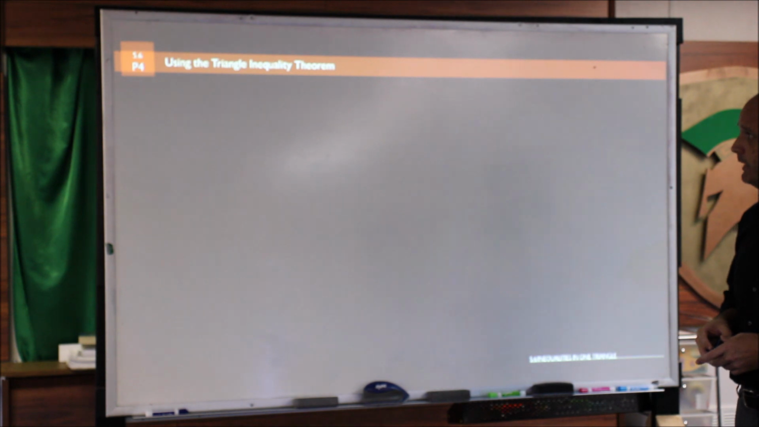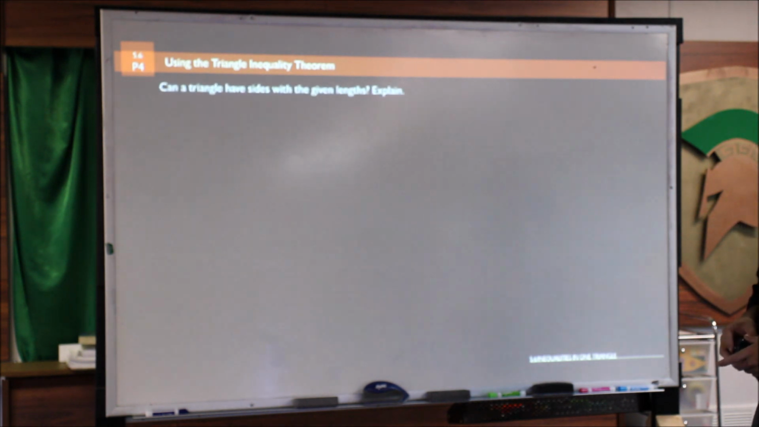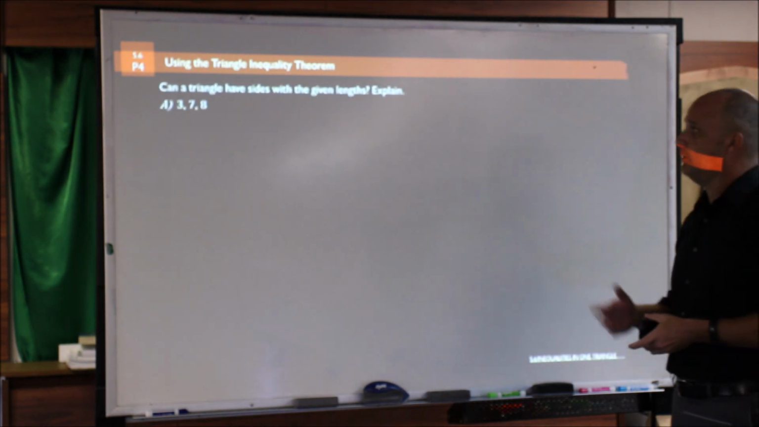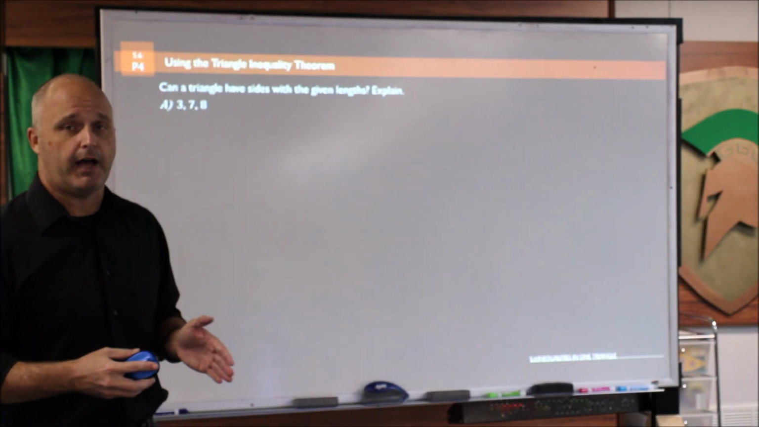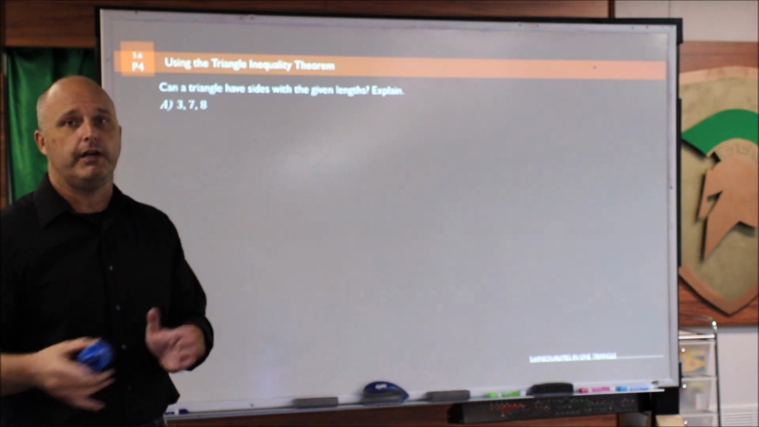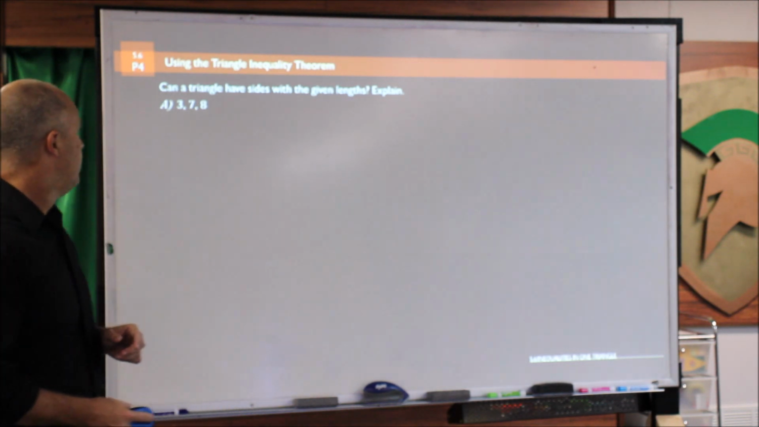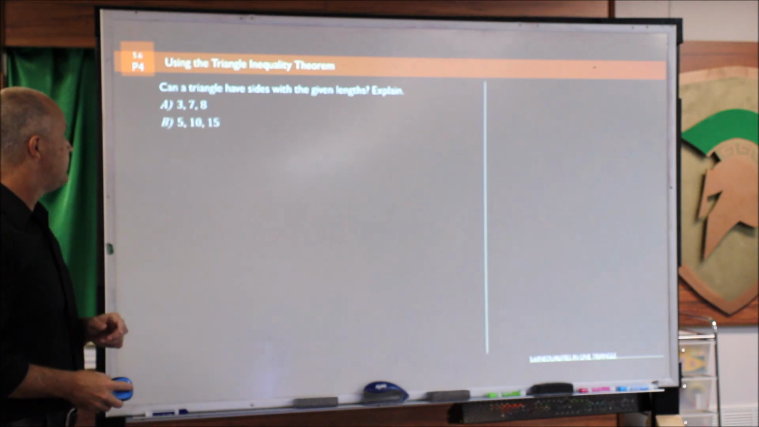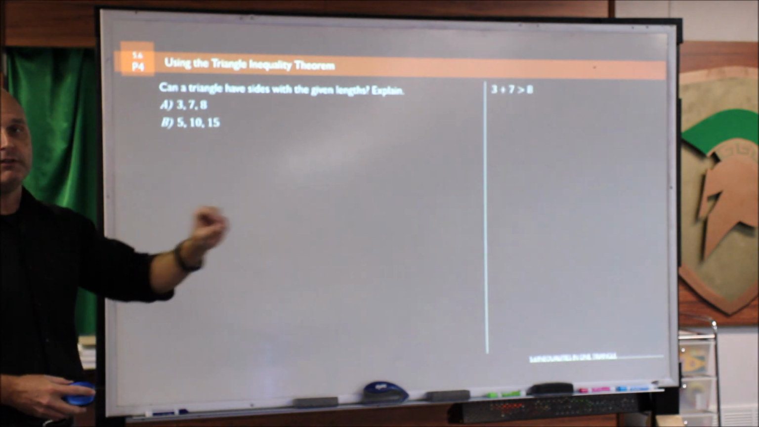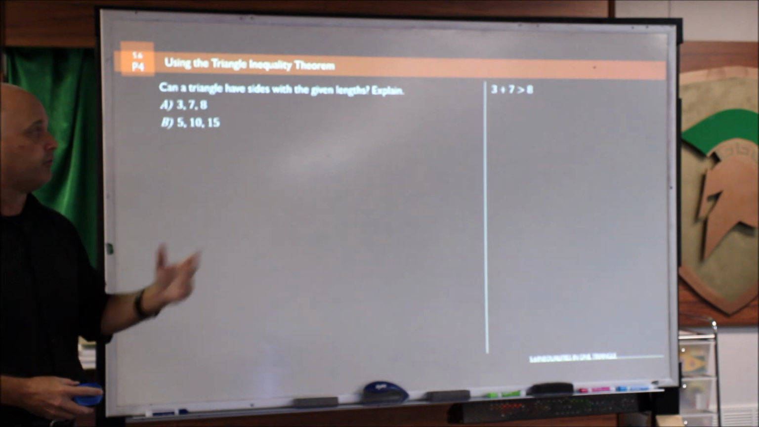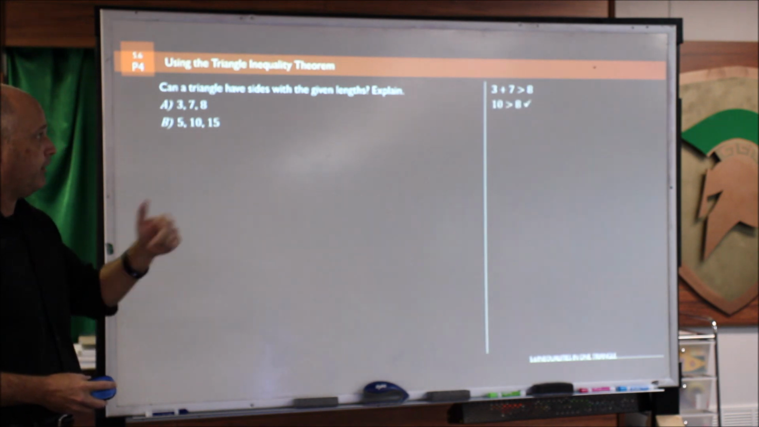So let's take a look at how we can use this. Can a triangle have sides with the given lengths? Explain. So we've got 3, 7, and 8. We want to decide, can the lengths 3, 7, and 8 form a triangle? So we're going to take 3 plus 7, and 3 plus 7 has to be greater than 8. So 3 plus 7 gives us 10, it's greater than 8.